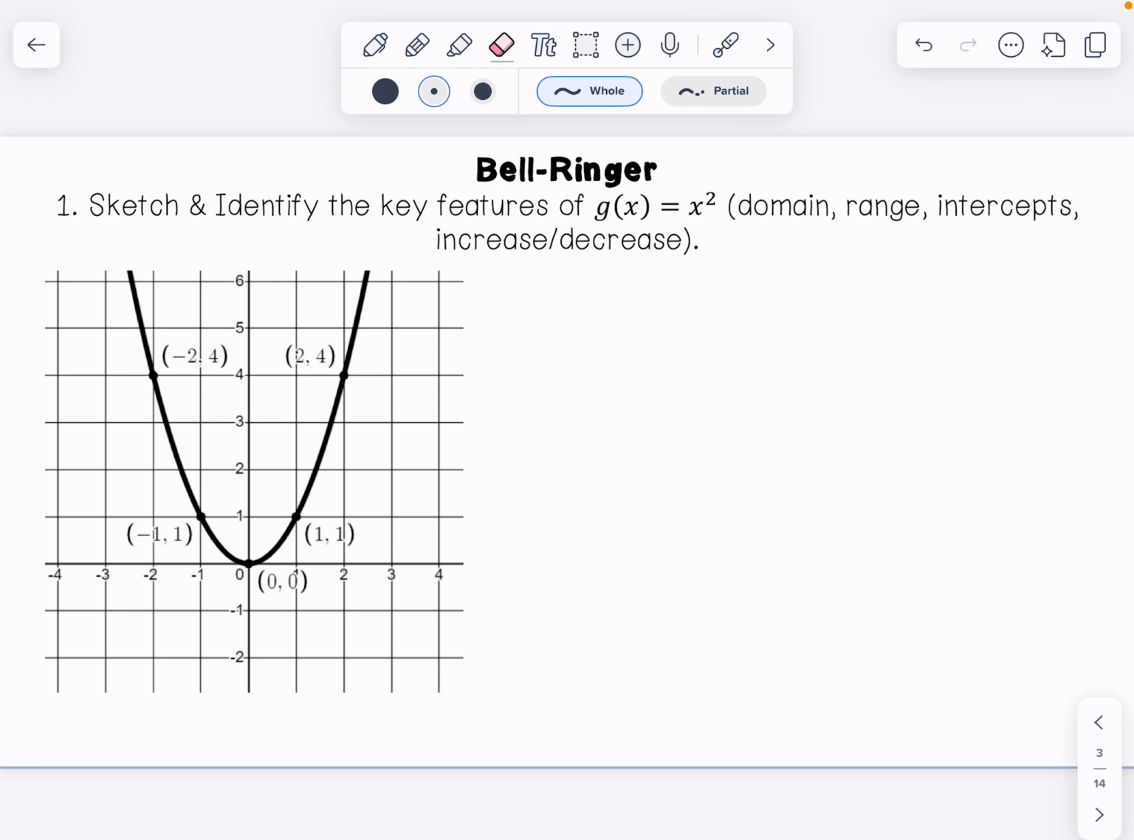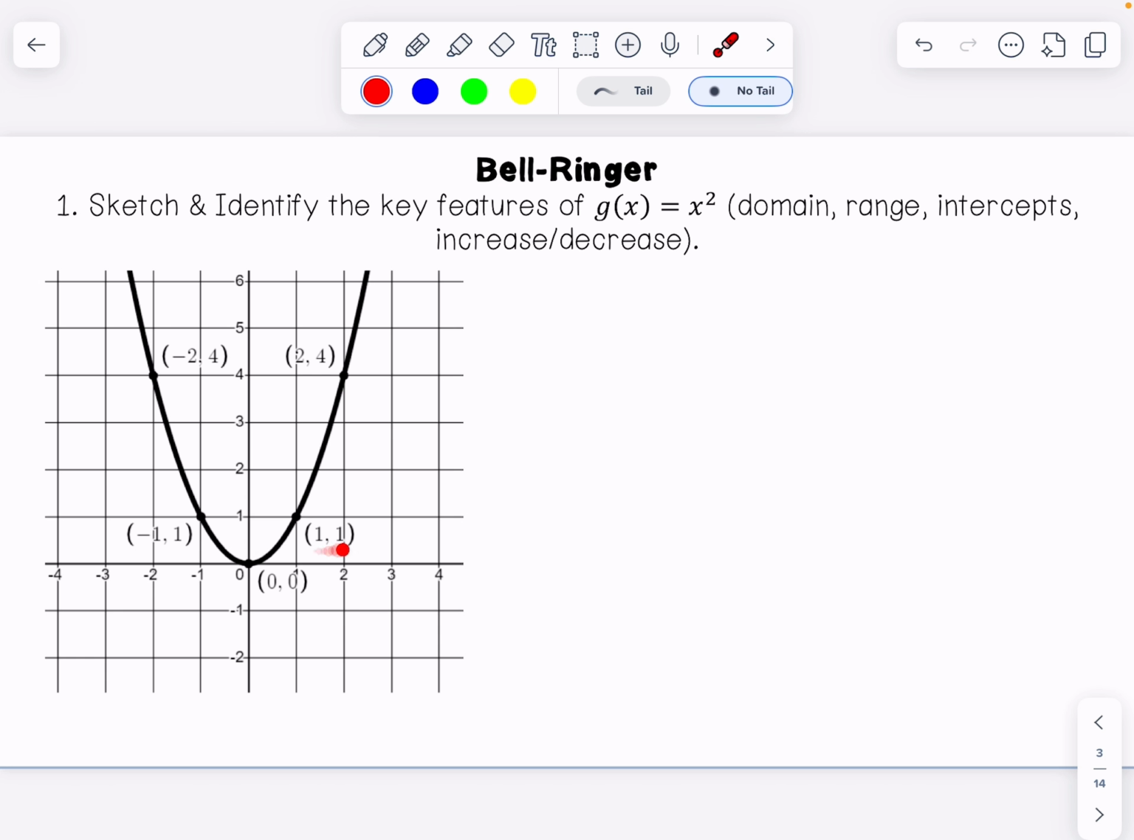And in this one, we're going to be looking at the key features of a quadratic function. Very specifically, we're going to be looking at the parent function, just basic x squared. So we have g of x equals x squared here. You can see it gives us this nice parabolic shape, which kind of looks like a U. We have our vertex here at 0, 0. Our line of symmetry is the y-axis.